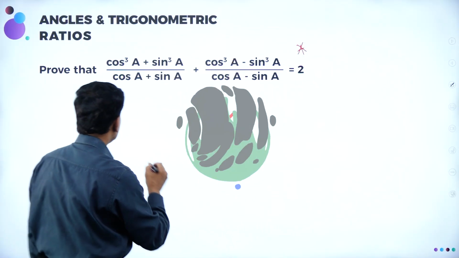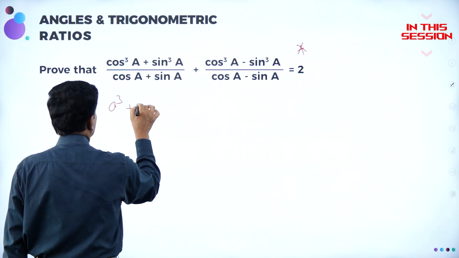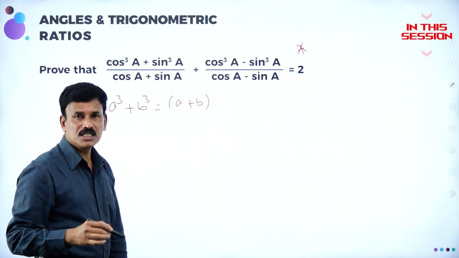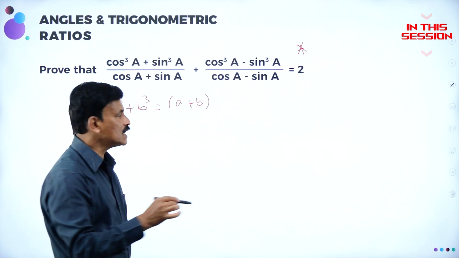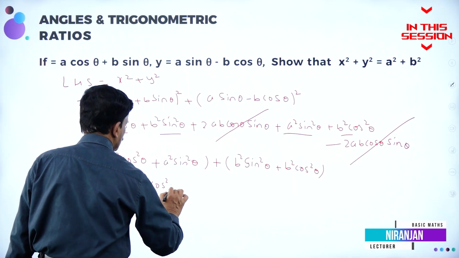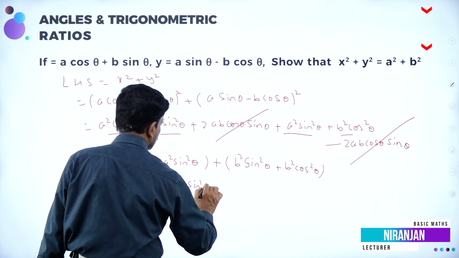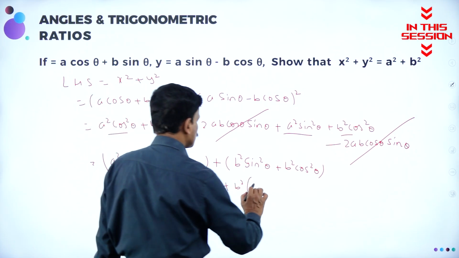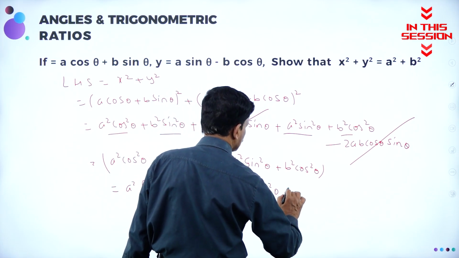Now a cube plus b cube can be written as, the formula for a cube plus b cube is a plus b into a square plus b square minus ab. So what is the common factor? A square is a common factor. Cos square theta plus sin square theta, plus here b square is a common factor. You can write sin square theta plus cos square theta.